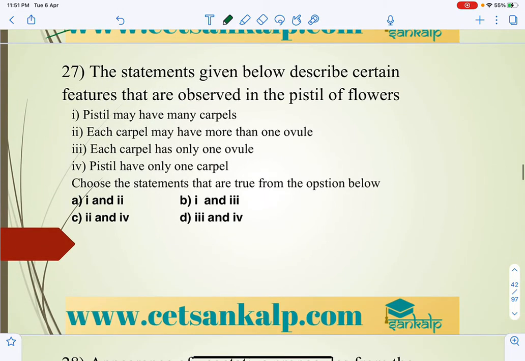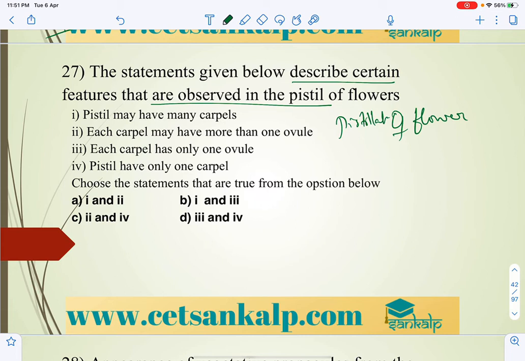Next, the statements given below describe certain features that are observed in the pistil of flowers. Generally, a pistillate flower means the female flower, right? Pistillate means flower bearing the pistil. Generally we can say the stigma, right? This is the difference between pistillate and staminate.